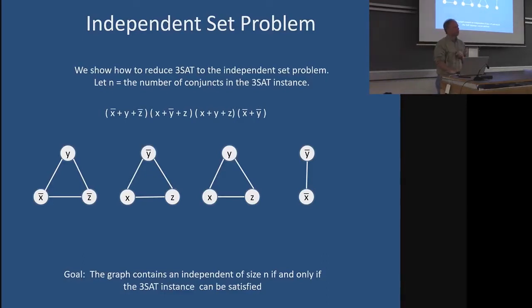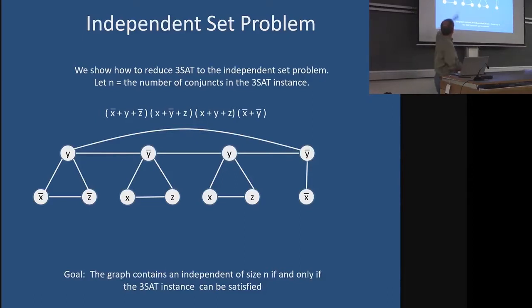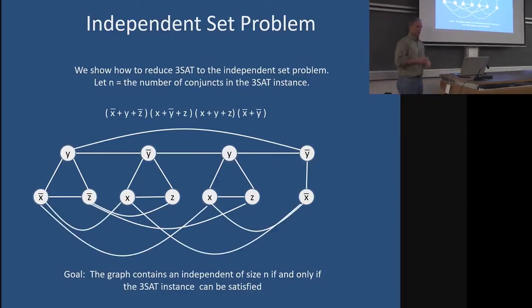Now I'm going to add an edge between every variable and its negation down here. So there I've hooked up this y to that not y, and this y to that not y, and so on. So every y and y bar is connected. Every z and z bar is connected. Every x and x bar is connected. And now I claim that the graph contains an independent set of size n if and only if that 3 SAT instance can be satisfied. Okay? And what is our n?